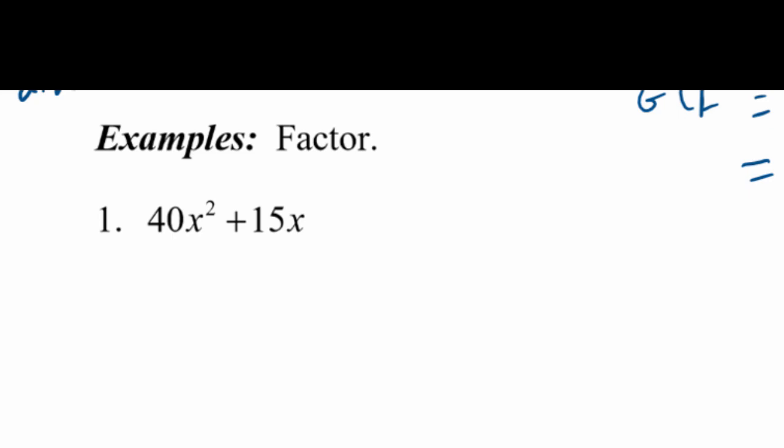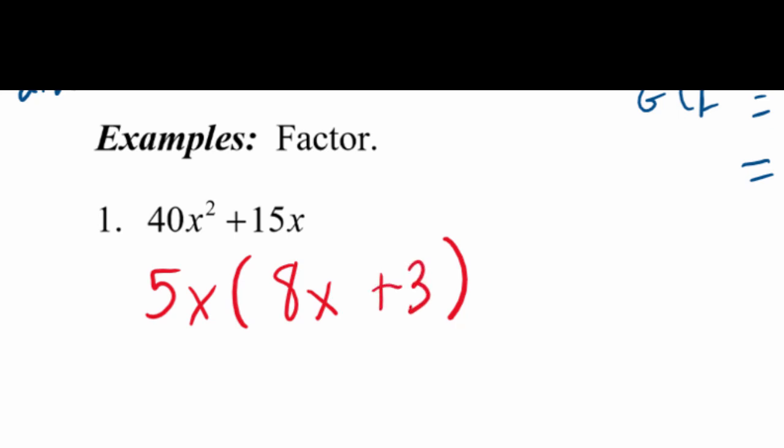So we're going to rewrite the problem as the product of two factors, and that's kind of like reverse distributive property. Write the 5x and put the parentheses, and then you're dividing. 5 times what is 40? Oh, it's 8. And then x times what is x squared? Oh, it's another x. So 8x. And then 5 times what is 15? That's 3, and we already have the x. 5x times 8x plus 3 is our factored form.